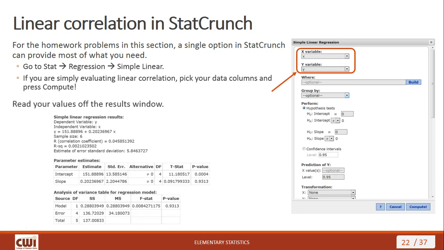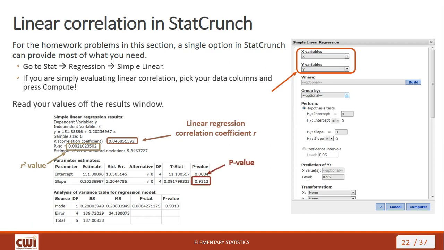Then you get this lovely little results window, and you can read your value straight off of it. So here's our value for R, the linear regression correlation coefficient. Notice right below that we have the value for R squared. So this gives us the percentage of variation in Y that's explained by the linear relationship. We have a p-value listed here, again in the parameter estimates table, not the ANOVA table. And then the test statistic, the true test statistic, right next to it.